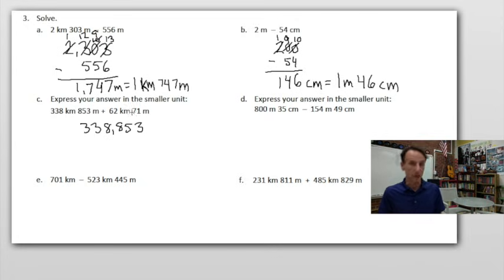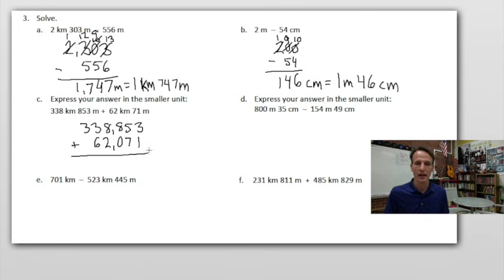So 338,853 meters. And we're adding to that 62, kilo means 1,000, 62,071. You see why we did all that place value stuff? 62,000. Yes, yes, you got it. Put a 0 in that hundreds place. There are no hundreds there. 71 meters. And don't forget, we are adding.